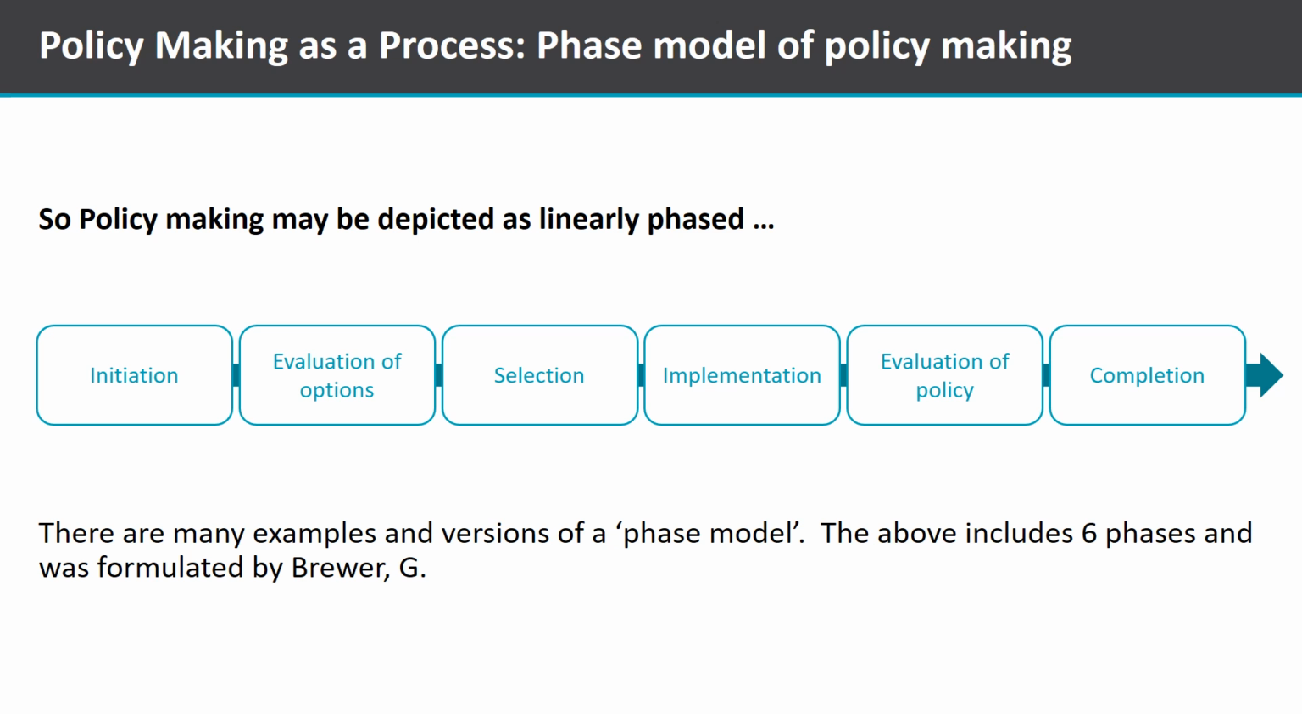So policy making may be depicted as a linear phased process. Here we have shown one example of this phase model drawn from Brewer. The first step is the initiation of the process. The second step is evaluating options. Third step is selecting the option. Fourth step is the implementation of that option. Fifth step is the evaluation of the policy arising. And then sixth step is the completion of this phase of the process.